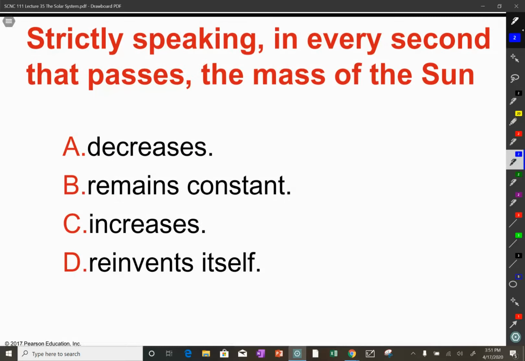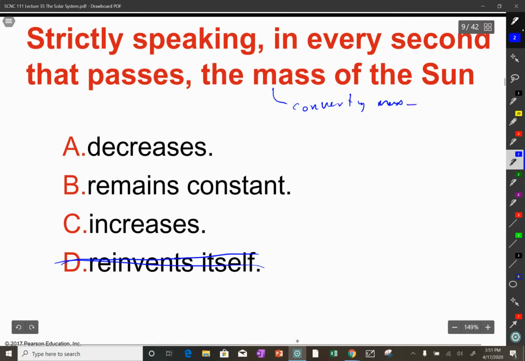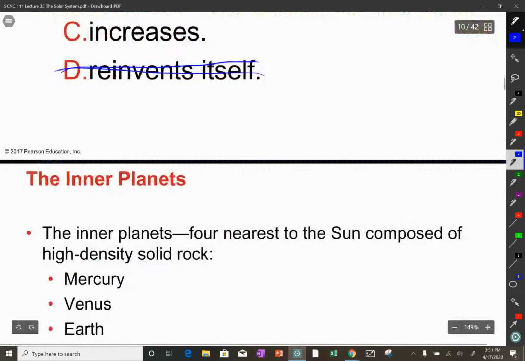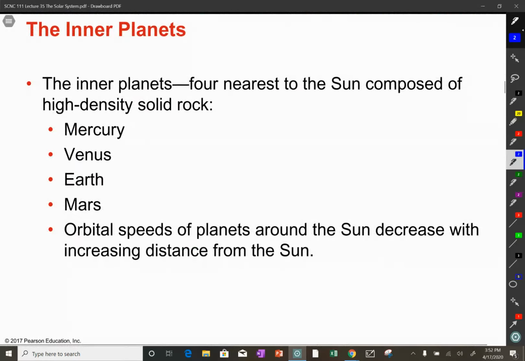So, now the question about this topic, strictly speaking, in every second that passes, what happens to the mass of the sun? Does its mass decrease, remain constant, does its mass increase, or does the mass reinvent itself? Well, reinvents itself was there to be a silly answer. And the sun is converting mass into energy. So that means it's losing mass, decreasing mass. The sun is getting lighter. It's on a diet. Okay, that's all we're going to study about the sun today.